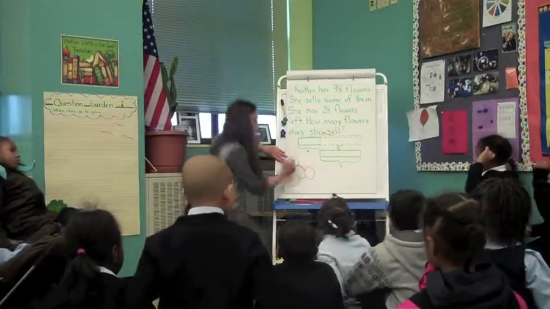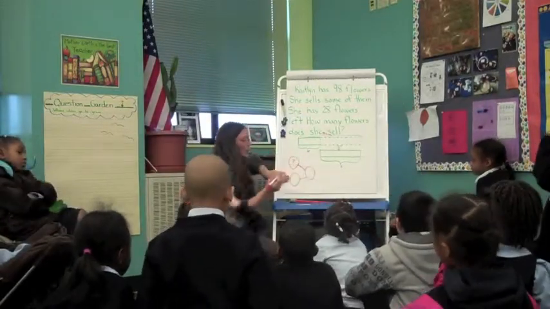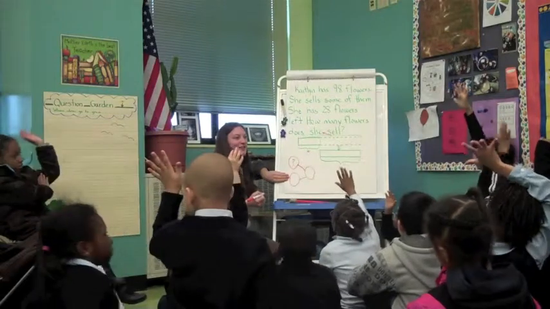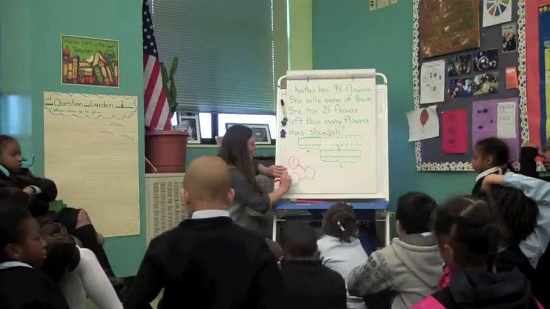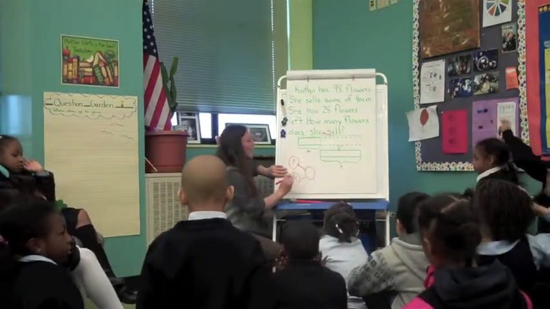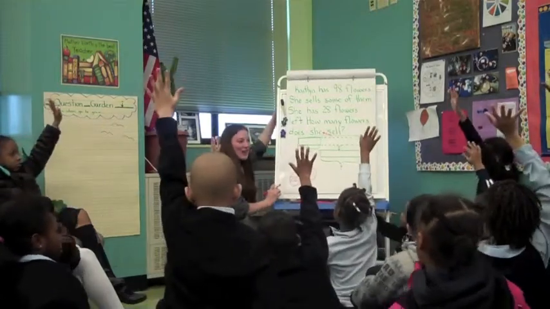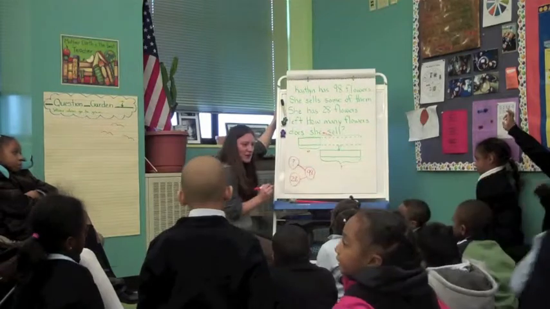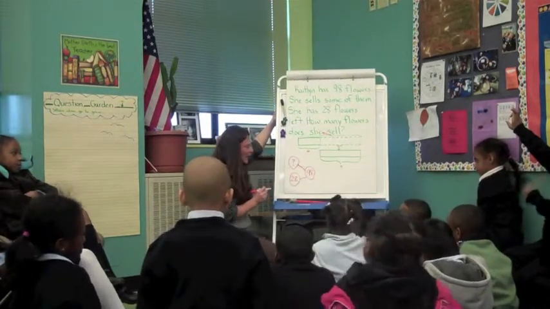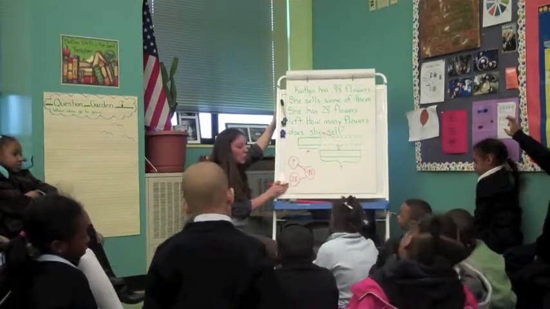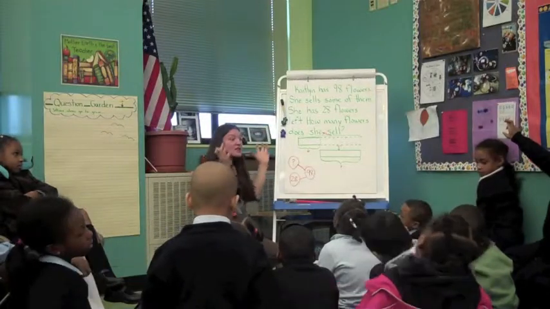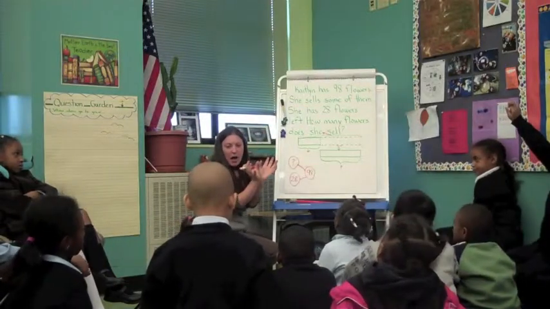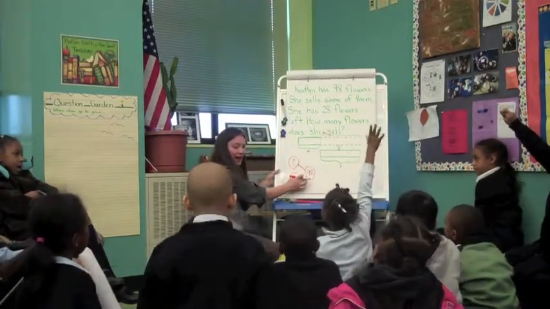Who can tell me what goes in this part? Charles. Question mark. What would go in this part? Woohoo! What would go in the whole, Elijah? 98. Such enthusiasm when you said 98. I like it. So we have question mark and 28. When you put those together, that's going to make up 98.